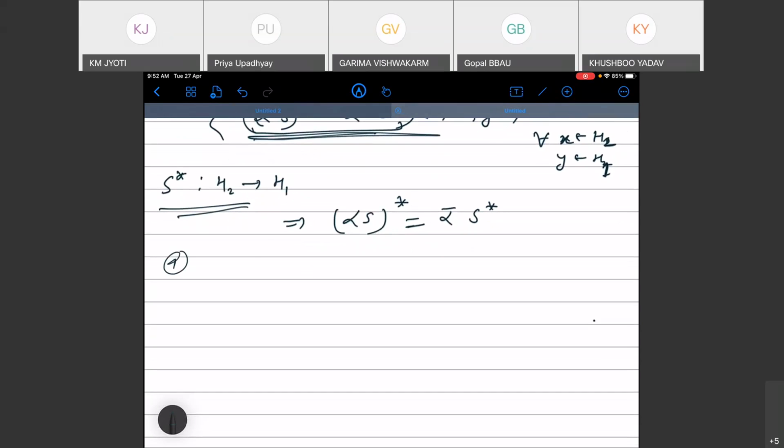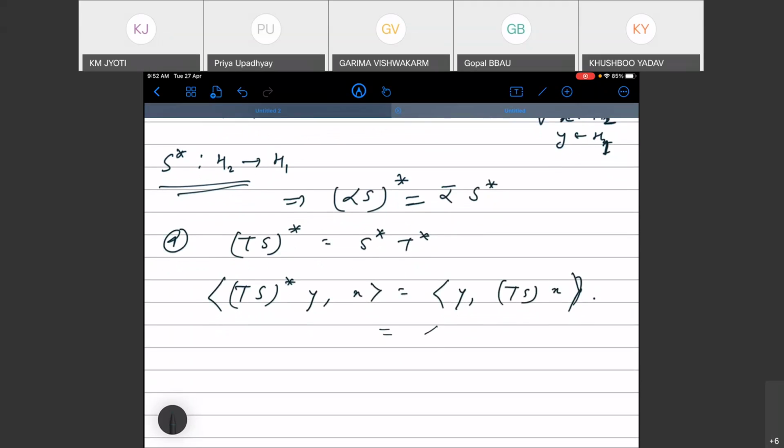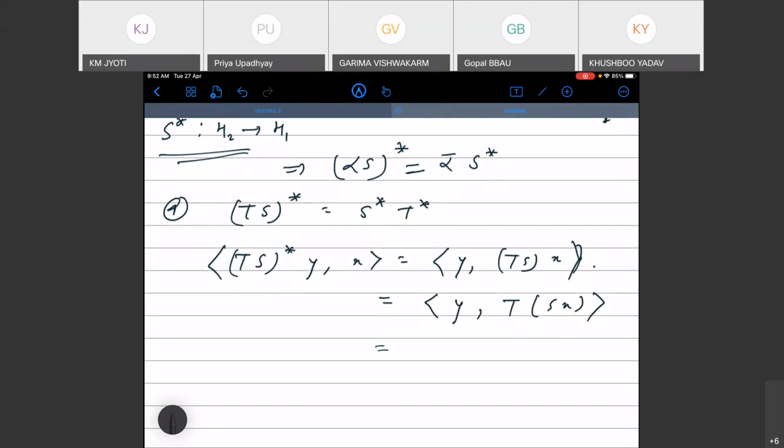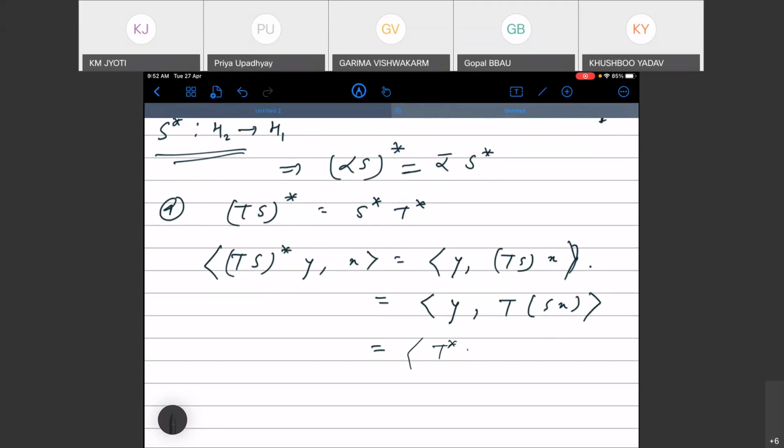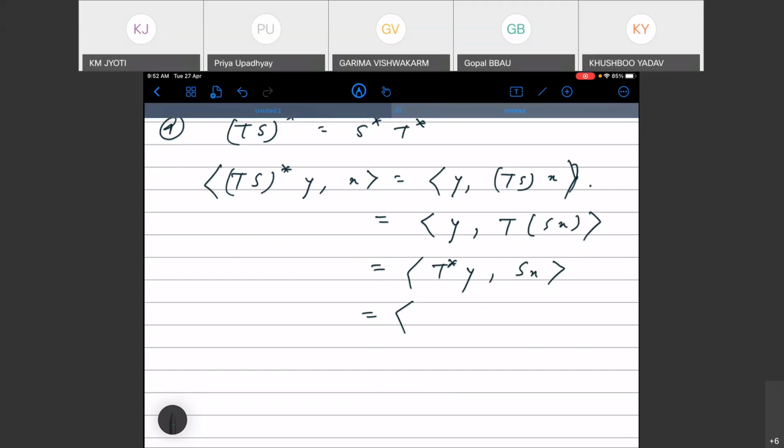Next, similarly you can prove (TS) star is S star T star. So फिर से वही आपने यूज करना है, (TS) star y comma x, using the definition, this is TSx. Okay, so this is T of S of x. और यहां से क्या मिलेगा आपको डेफिनेशन के हिसाब से, T star y comma Sx, and then S star of T star y comma x.